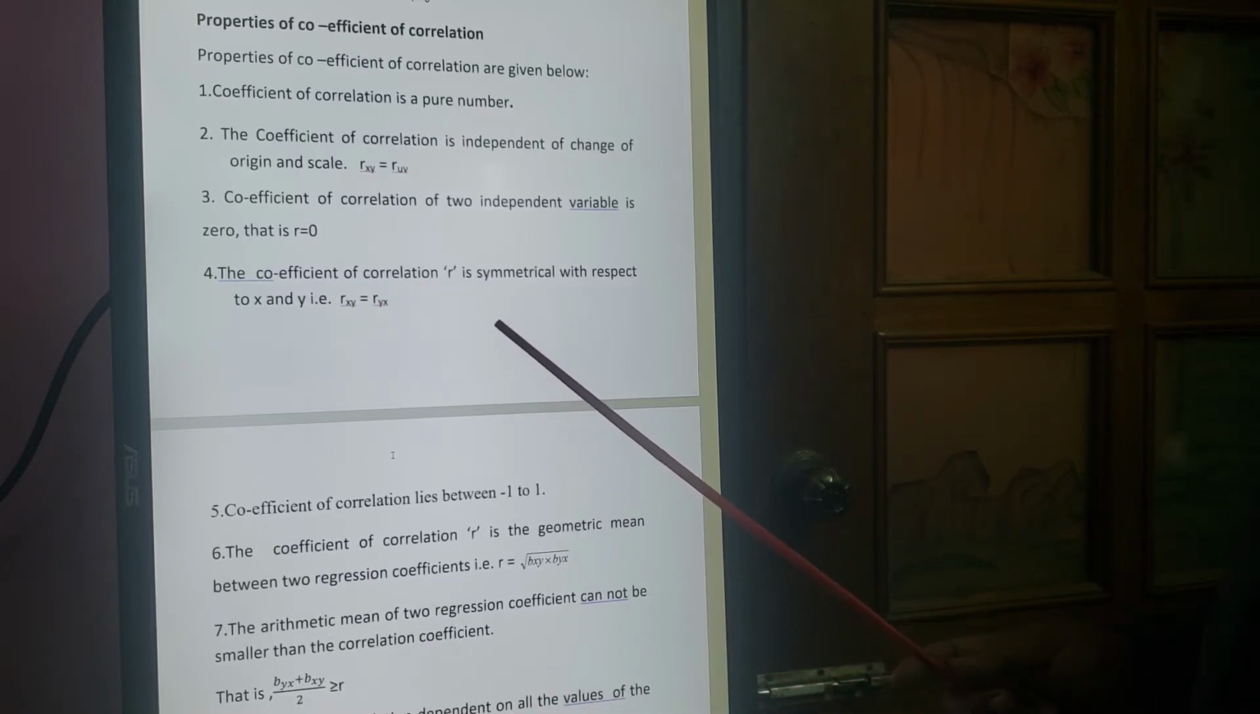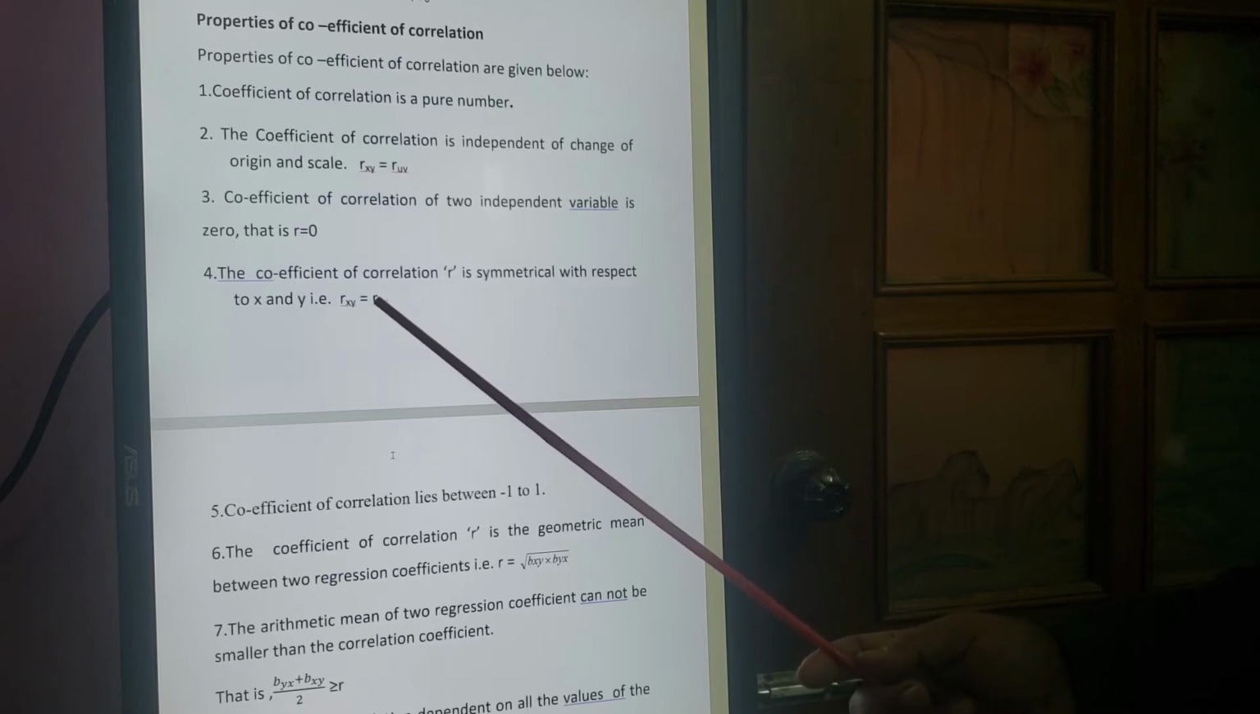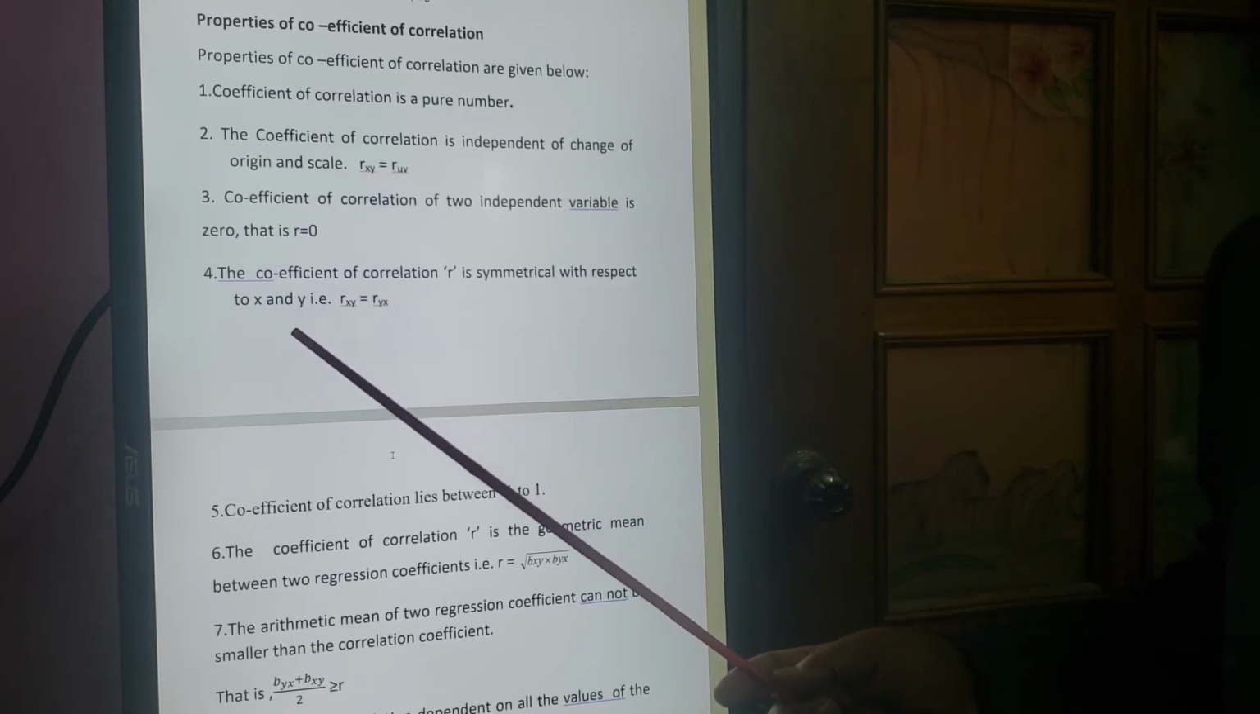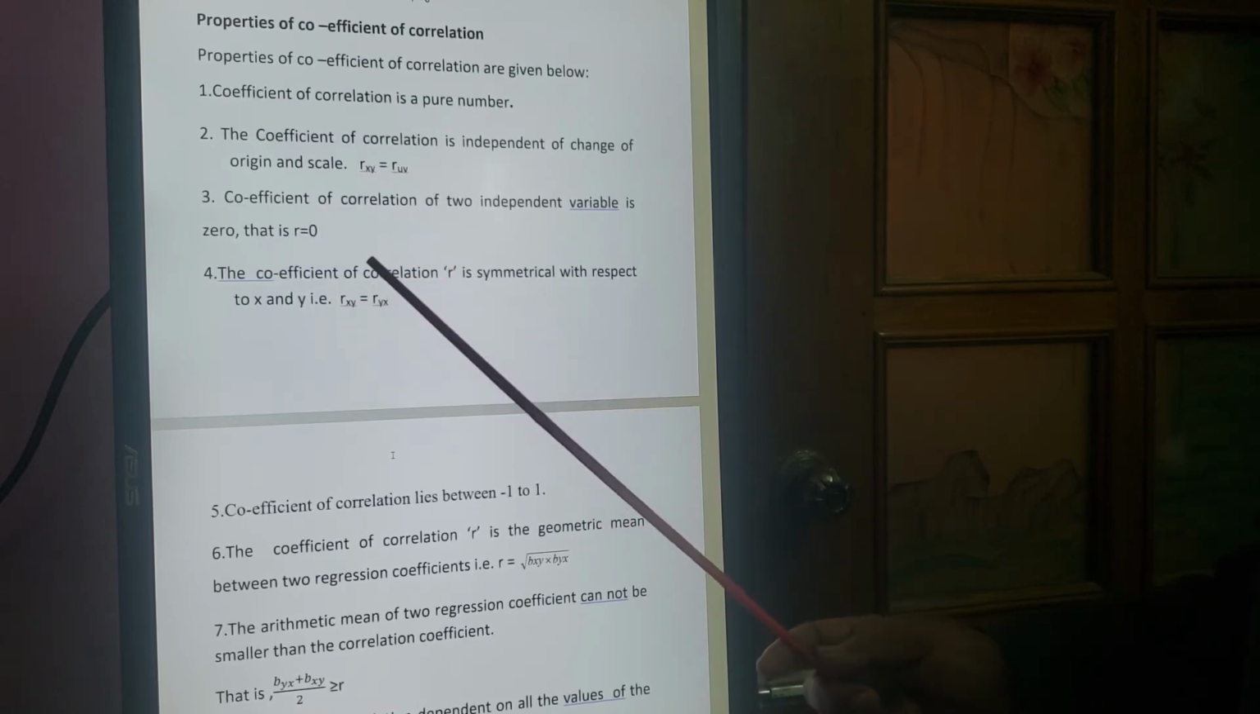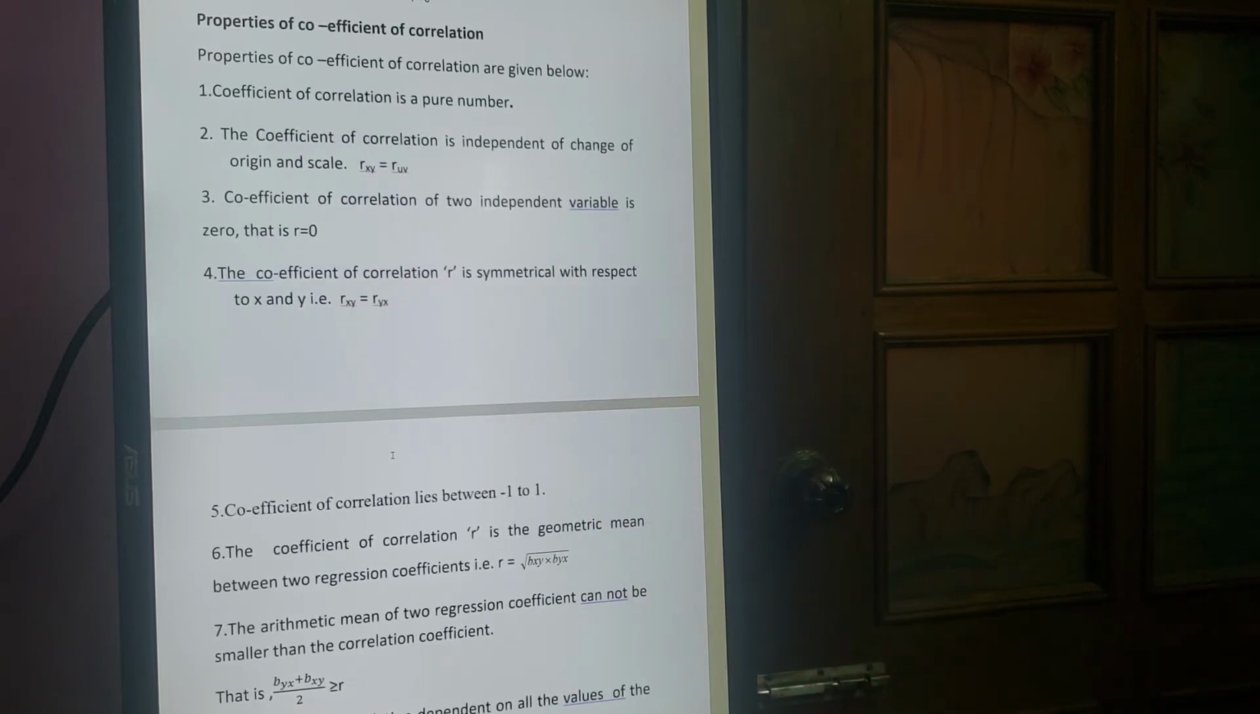Coefficient of correlation is symmetrical with respect to x and y. That is, the coefficient of correlation between x and y and between y and x are both the same. That is, rxy equals ryx. This is very important. I have told earlier also, the coefficient of correlation lies between -1 and +1. If we get more than 1 or less than -1, you will understand that your math is wrong. So the coefficient of correlation lies between -1 and +1.